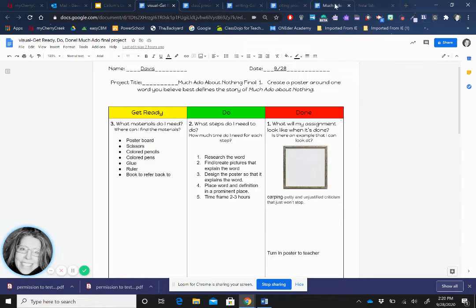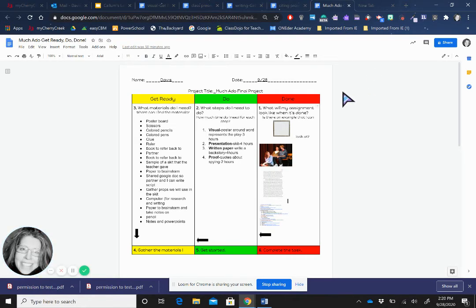Now you can kind of see that in terms of the whole project, I figured out what I was going to do. I was going to make a poster of a word. I was going to write a skit. I was going to write a backstory about one of the characters. And I was going to cite some proof from the text about deception. And you can tell, I thought it would take about 3 hours for me to do that poster, probably about 4 hours to figure out that presentation, about 4 hours to write the paper, and about 2 hours to do the proofs. And you can see all the materials I thought I'd need.